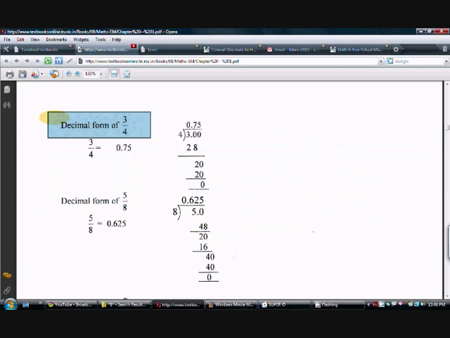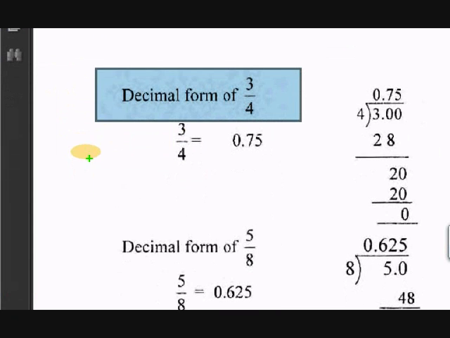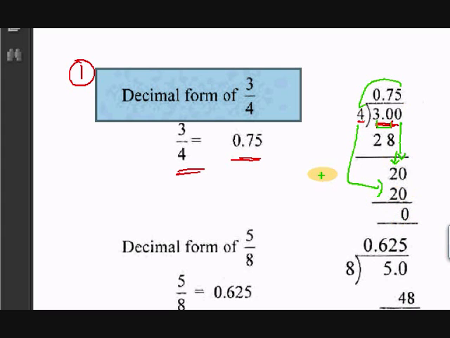So what is the decimal form? We will take one after the other. Here let us take 3 by 4. The decimal form of 3 by 4, we know, is 0.75. How did we come across this? We divided 3 by the number 4, and the remainder is 2. Bring a 0 down, then it becomes 20, so it is 0.75.